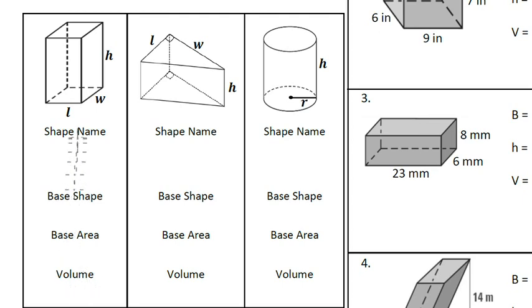So you should write here, rectangular prism, rectangle. This would be length times width, so L times W. And the volume is going to be capital B times H. And capital B stands for base area. And then on this one, triangular prism.